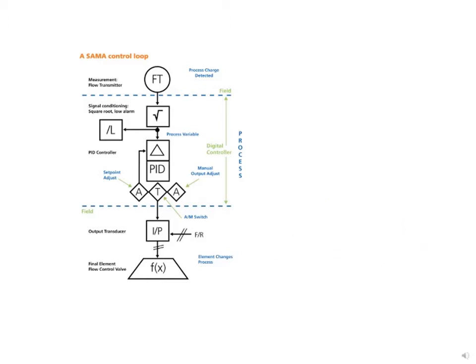The general flow of a SAMA diagram is top to bottom with process sensing instruments such as transmitters located at the top and the final control element located at the bottom.